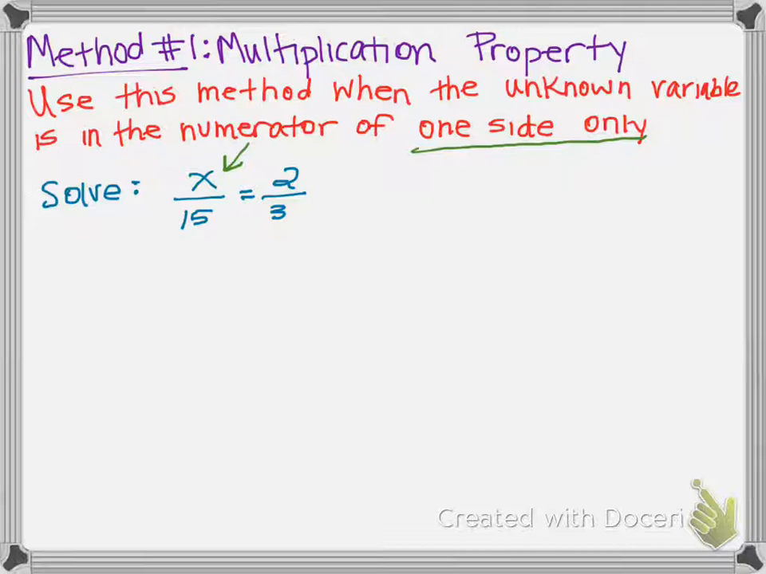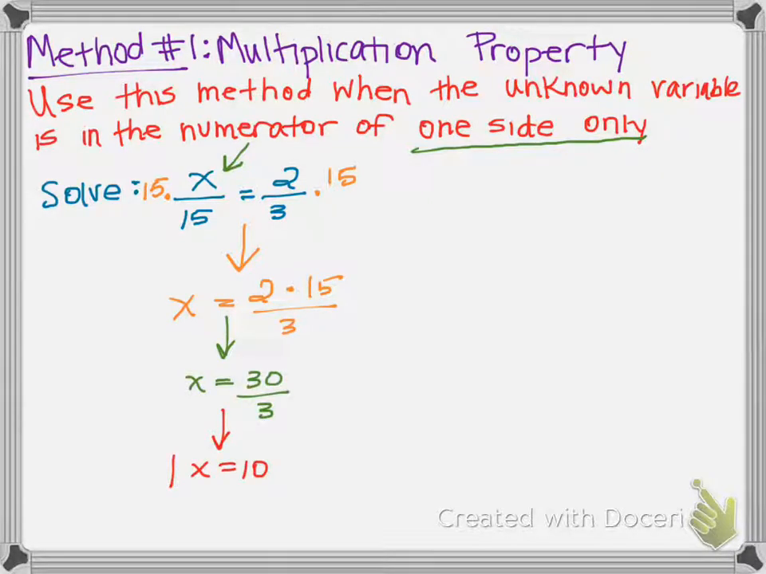So now how we actually solve this. The multiplication property is when we multiply by something on both sides. In this case, I'm going to multiply by 15 on both sides because I want to get rid of that 15 underneath the x. I want to isolate that x variable. So if I multiply by 15 on both sides, I'm left with x on the left-hand side. And on the right-hand side, I have 2 times 15 over 3. Notice that I did not multiply it on top and on bottom, only with the top one.